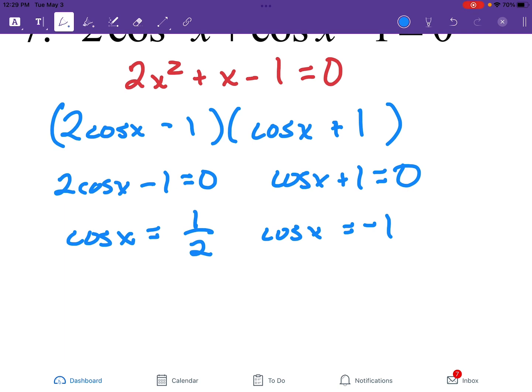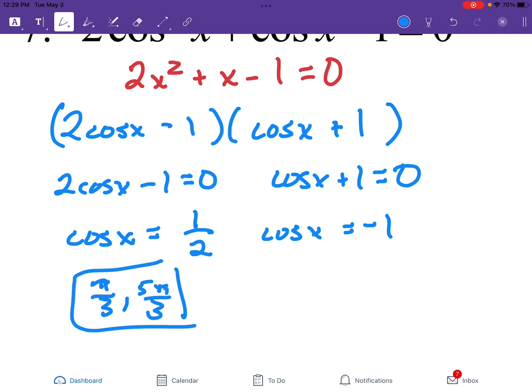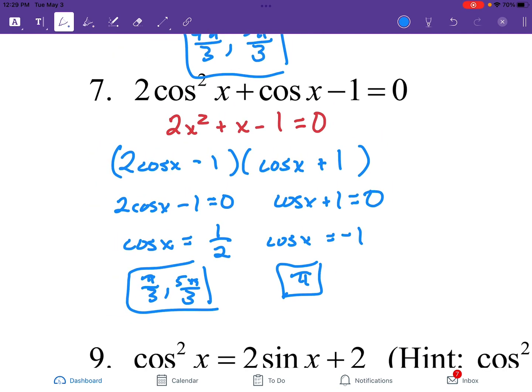We have to find out what those values are in the unit circle for those two factors. So we're looking for where cosine is positive 1/2. It's going to be in 2 spots at pi over 3 and also at 5 pi over 3. And then we're looking for where cosine is -1. It only happens once at pi. So those are the 3 different answers you should have for this problem in number 7.